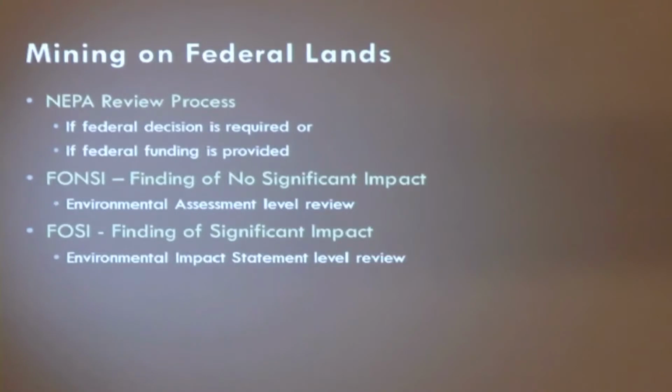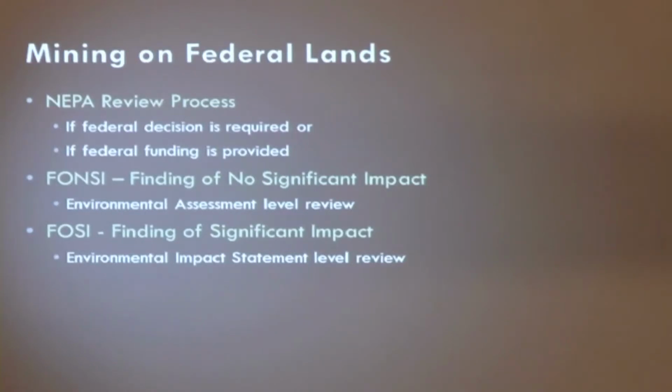That means you're going to go out and do certain studies. It's going to be published. You're going to have public meetings. You're going to have some scoping and input, and you're going to produce a document that may allow you to move your project forward. If, however, on the other hand, the finding is one of significant impact, you are going to find yourself then doing an environmental impact statement under NEPA.